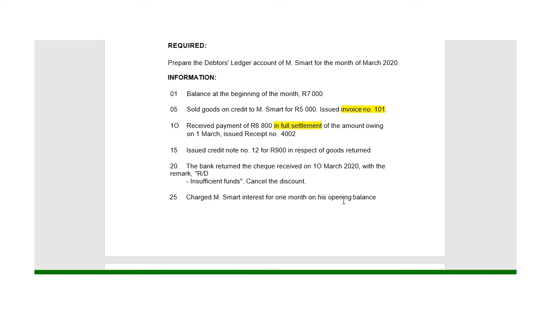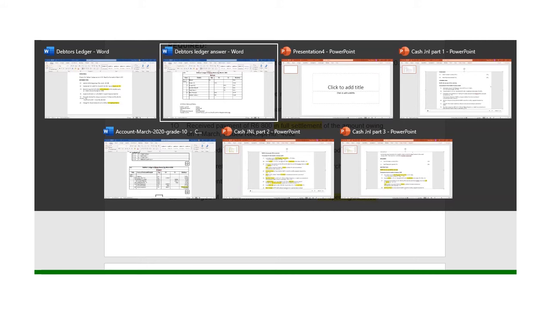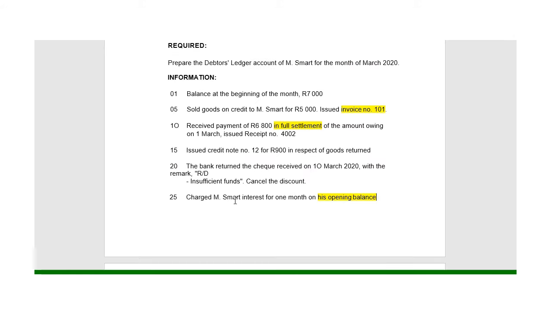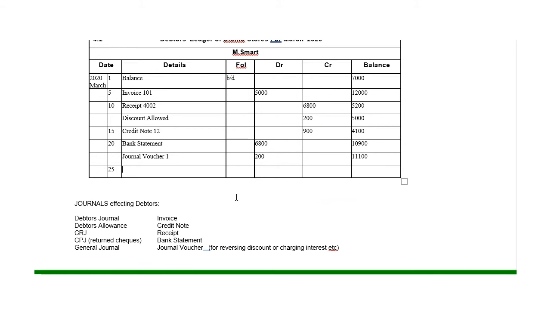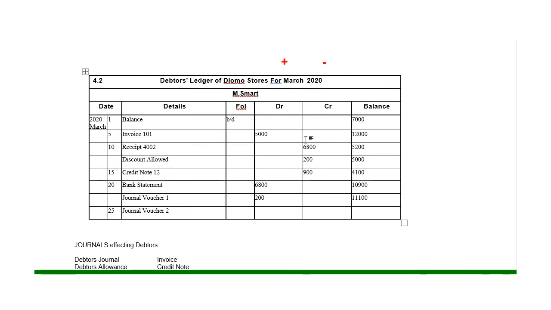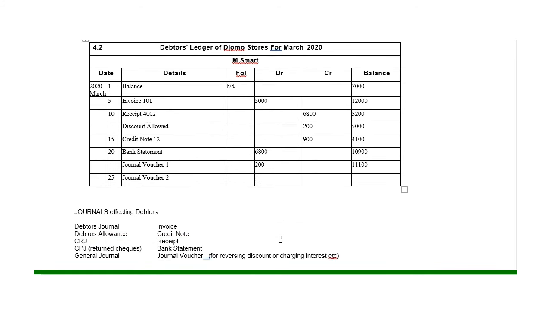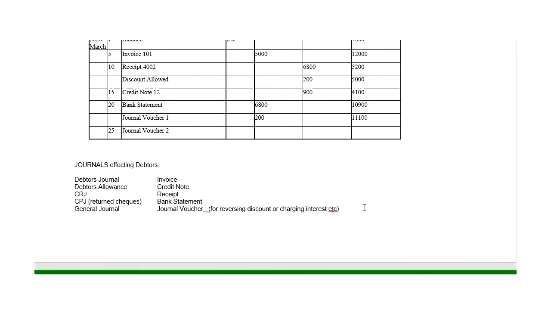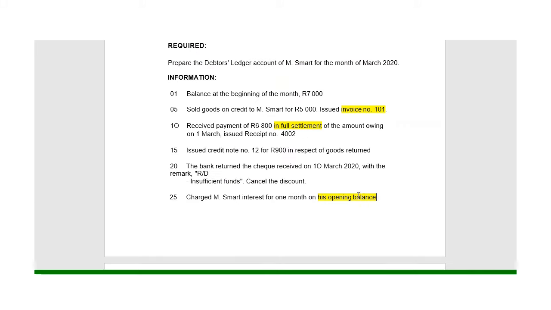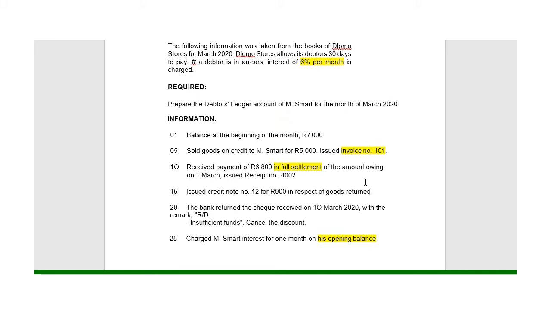And the last, charge him interest for 1 month on his opening balance. So not what he owes us now, what he started at the beginning, we must charge him 1 month's interest. So that happens on the 25th. Interest, as with the reversing of discount, also happens on a journal voucher. So it will again be a journal voucher on the general journal, number 2. If we charge him interest, he must pay us more. So it will go in the more column. But now we've got to calculate how much he must pay us, because they don't give us the amount. They simply say charge him 1 month interest.